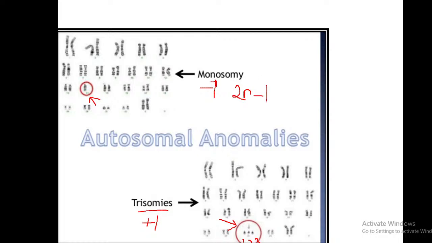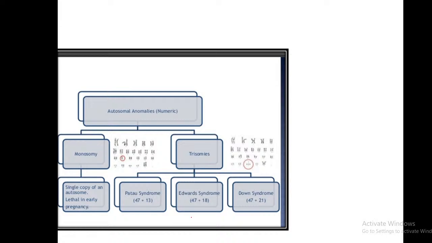-1, or trisomy means 2n +1. That is monosomy and trisomic condition. And this change occurs during the anaphase of the mitotic division. Now, next is, this is a simple example, that is just a classification.